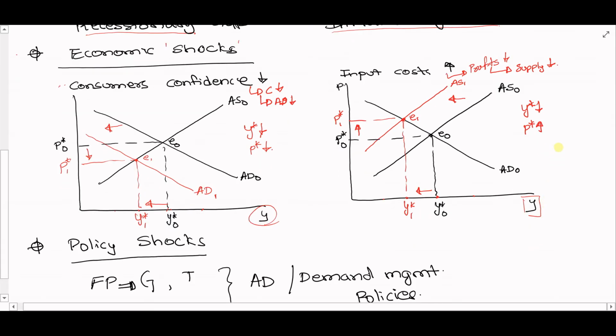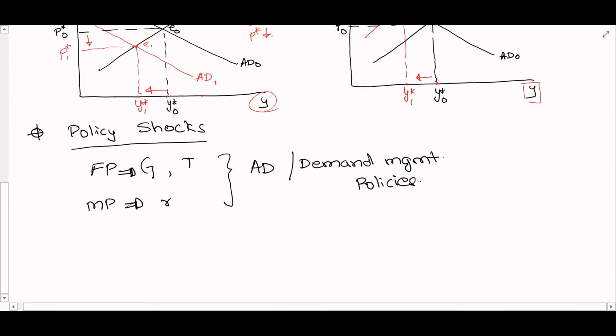And the third reason why the economy will change or will move is policy shocks. You can think about two policies: fiscal policy, and the second policy is monetary policy. The fiscal policy has two tools: government spending and taxes. Both these tools can be used to affect aggregate demand. And for monetary policy, one can think about using interest rate or money supply as a tool to affect aggregate demand, right?